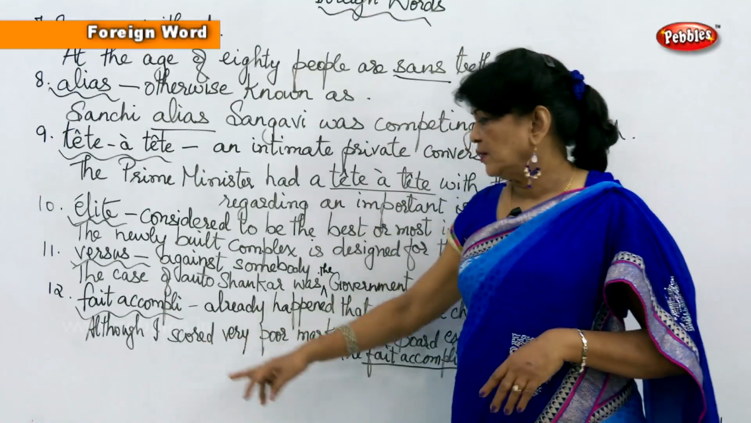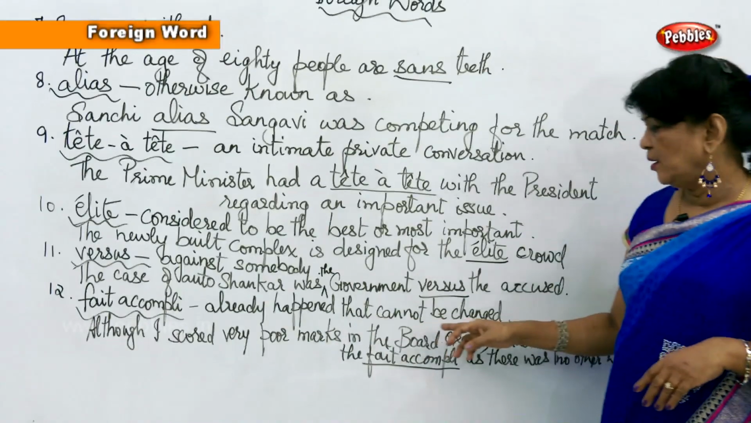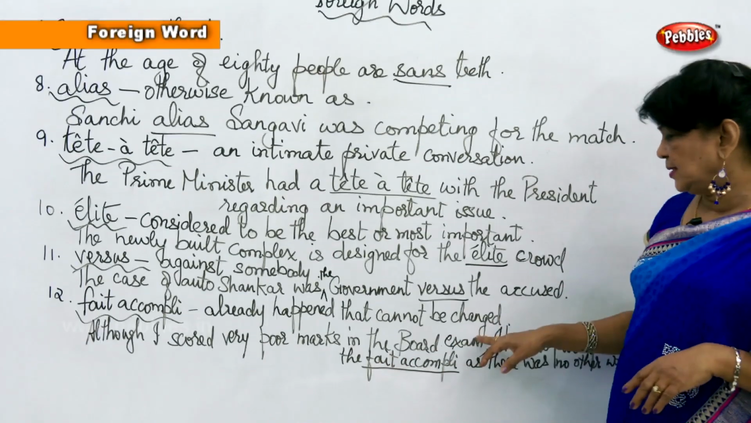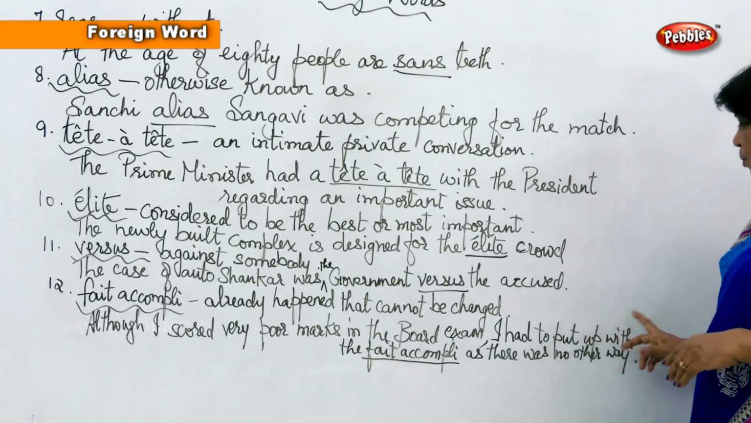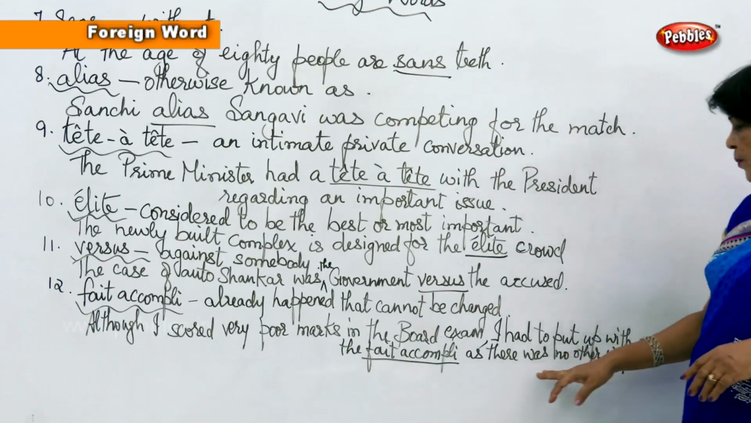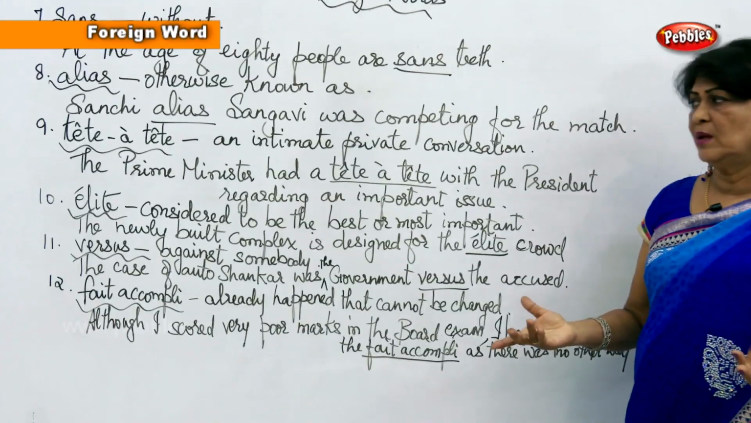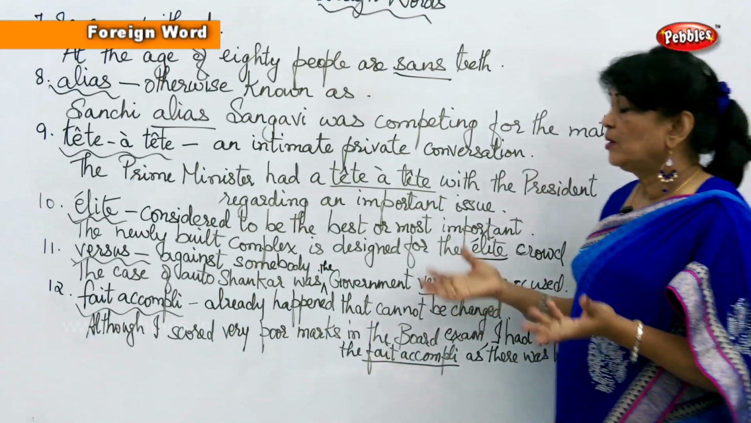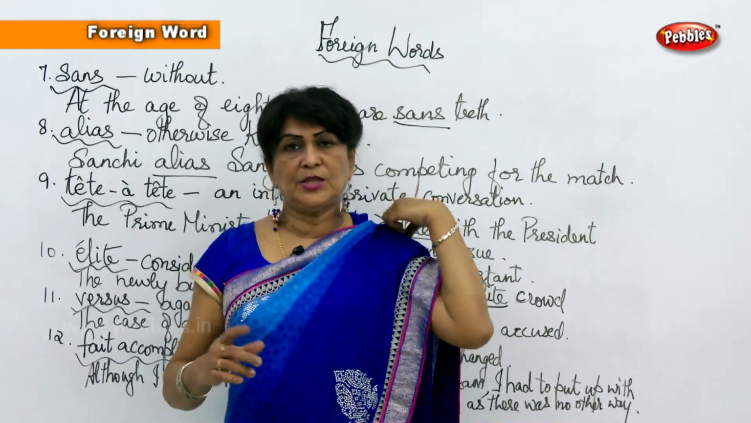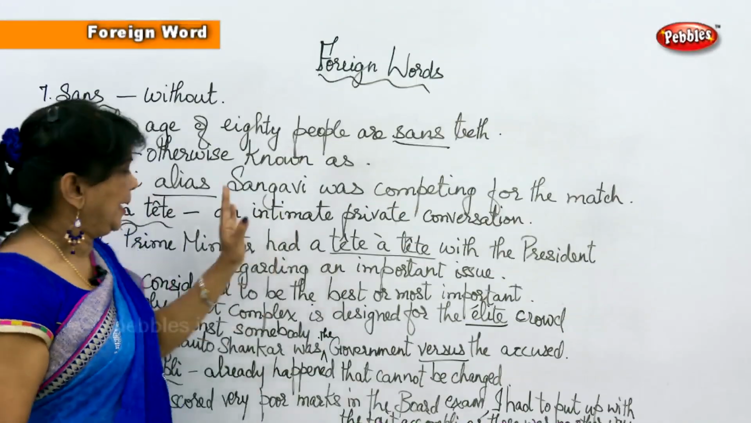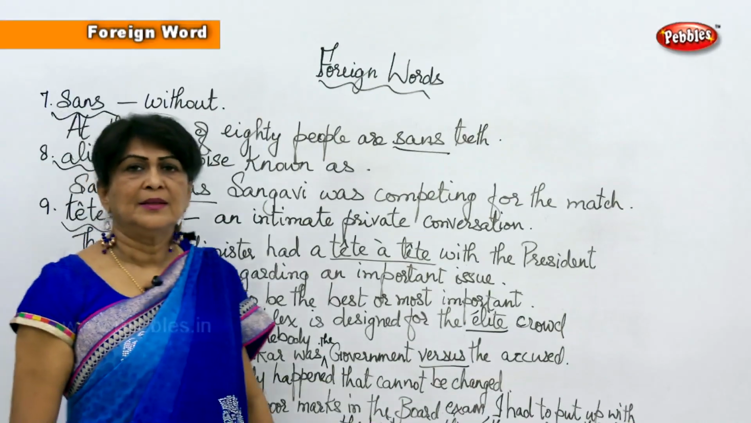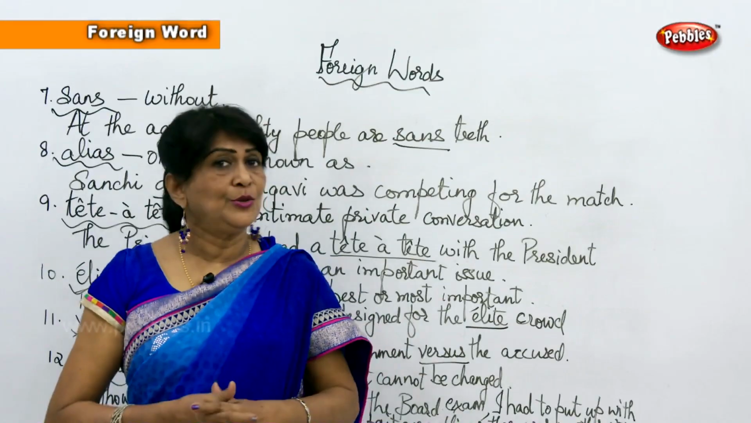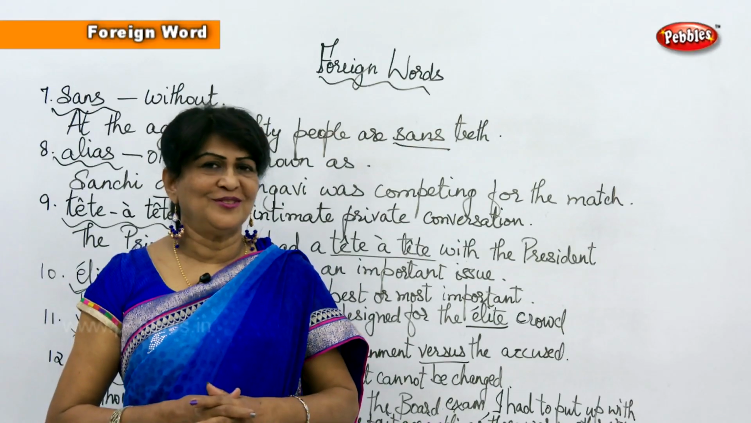Fait accompli, already happened, that cannot be changed. Although I scored very poor marks in the board exam, I had to put up with the fait accompli as there was no other way. It could not be changed, whatever was done. So he had to put up with it. Okay, now first we saw 6 words and now we've seen another 6. I'm sure you have understood the meanings of all these words and you're going to use them in sentences of your own.